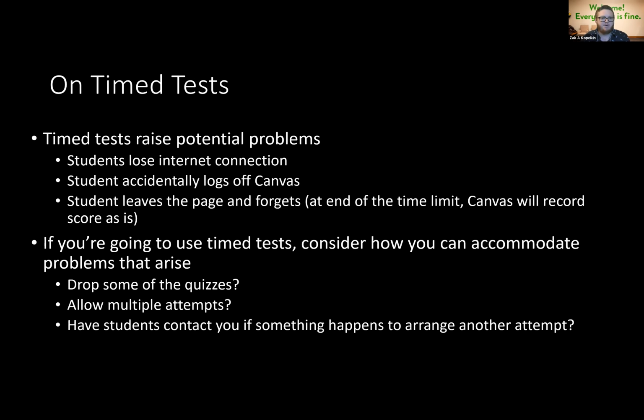One way is possibly dropping some of the quizzes. You can tell them, look, you can't resubmit it, I'm not going to give you an extra attempt, but we drop quizzes. You could allow multiple attempts right off the bat by changing your options. Or you could have some policy where students can contact you if something happens to arrange another attempt. I'm not going to tell you what you should do, but you should think about this and have some kind of policy in place and some way to accommodate this if it arises. Whatever it is, make sure you decide it early and stay consistent.